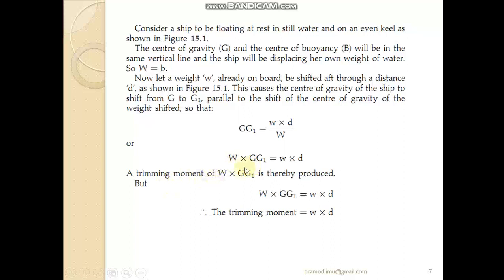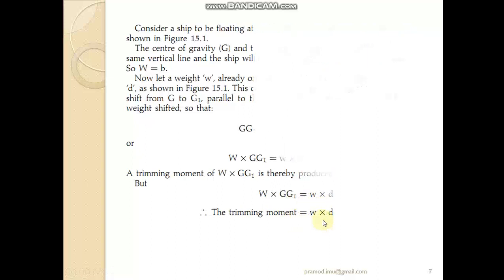So this LHS, the trimming moment, is what we call trimming moment, W into G1. This is produced. So the trimming moment is nothing but W into D, that is the mass which has moved on the vessel into the distance which has moved. So the definition of moment, as we all know, is force into distance. So in this case, the trimming moment is the weight which has moved on the vessel into the distance moved by the weight.